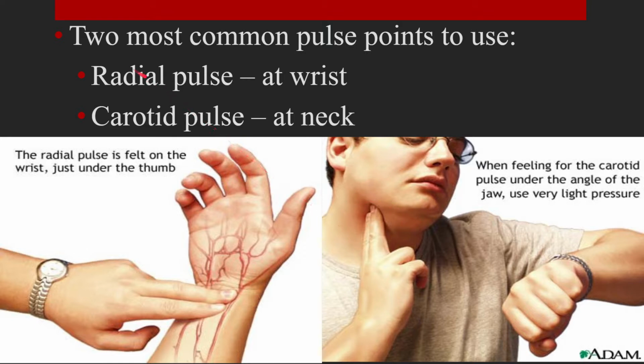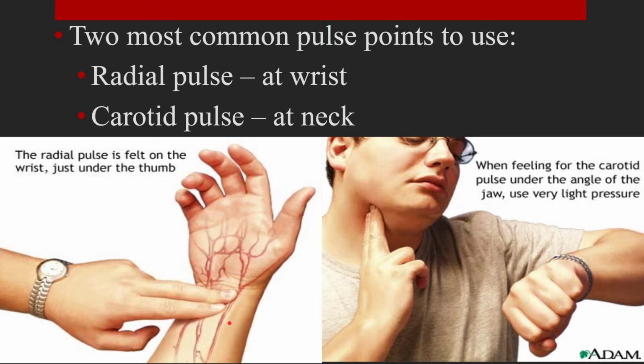The radial pulse, by contrast, is really far away. So the blood at that point has to travel all the way across your shoulders, down your arm, to your wrist. And this is another place where the skin is really thin, so it's easy to palpate for the radial pulse.